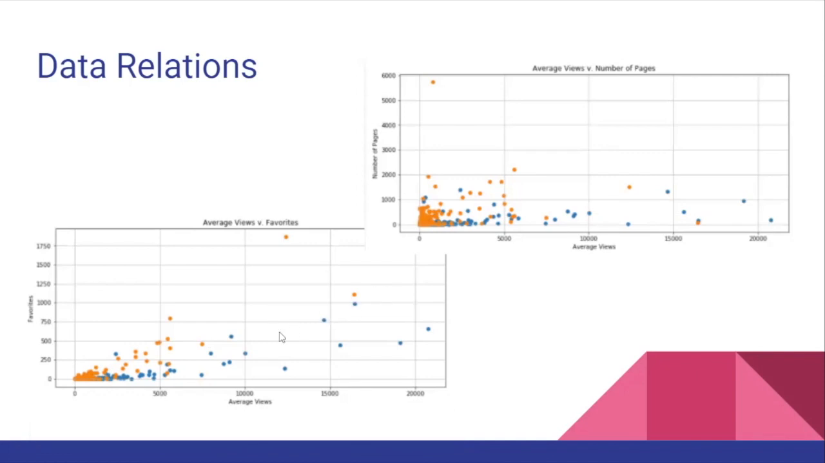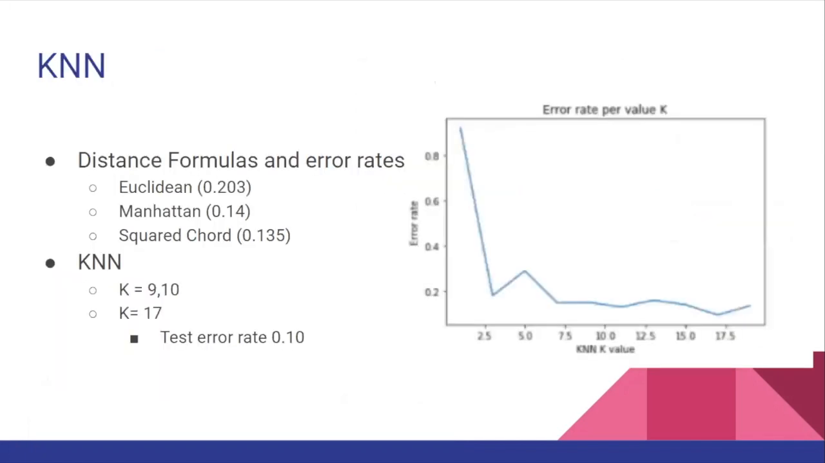And so that's kind of where our inspiration for the next two parts come from. The first thing we did was make a KNN algorithm. We tested three different distance formulas, Euclidean, Manhattan, and squared chord distance. And then we found that we had these error rates accordingly, 0.2, 0.14, and 0.13. And then we run it through an algorithm in order to find the K value that would give us the best error.